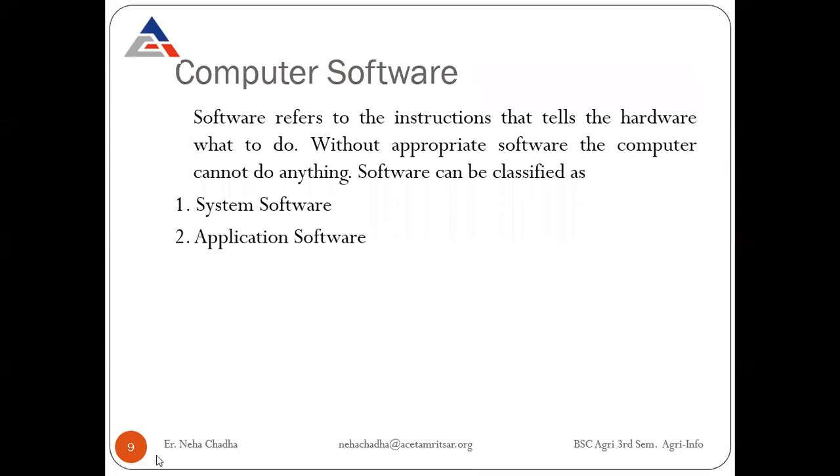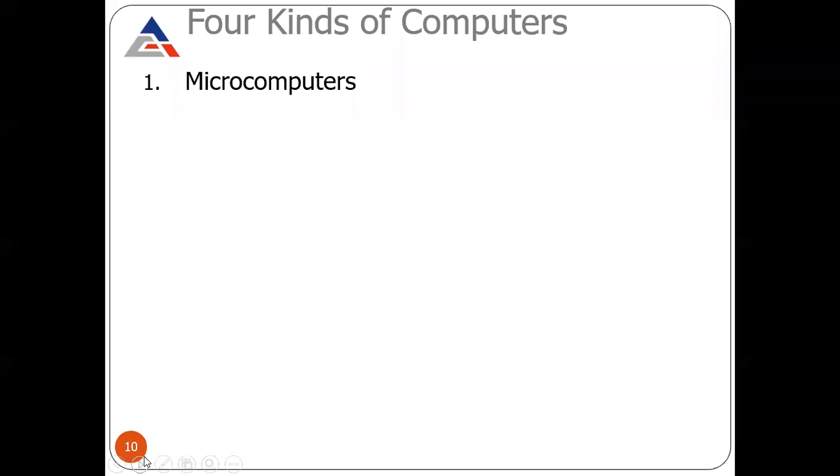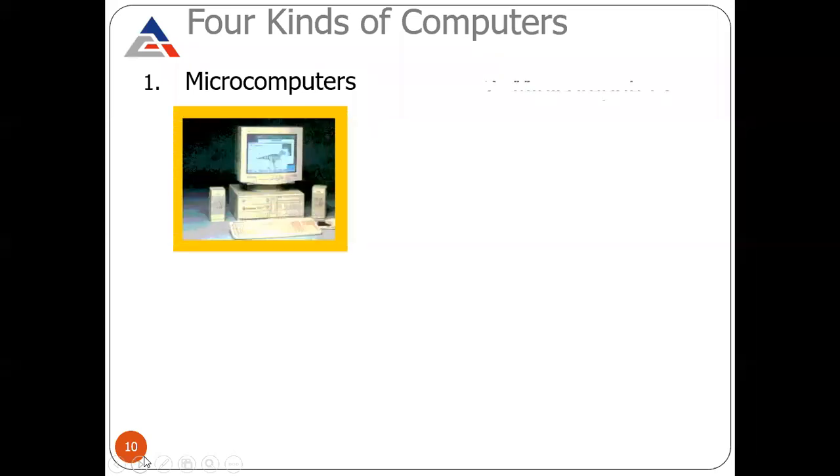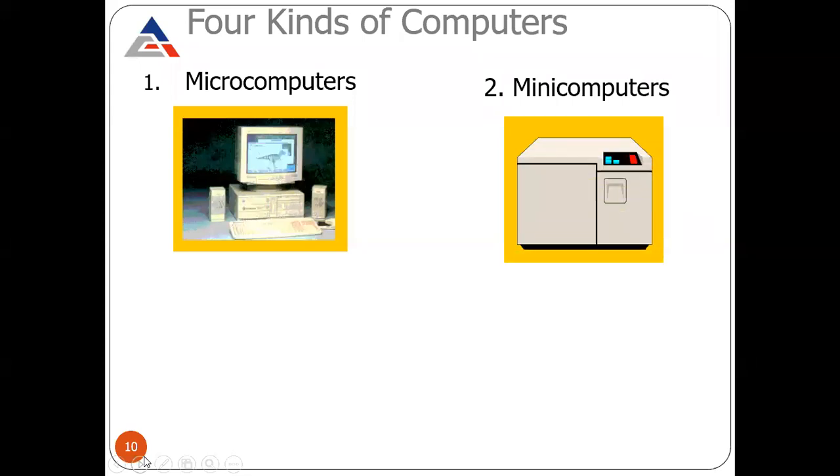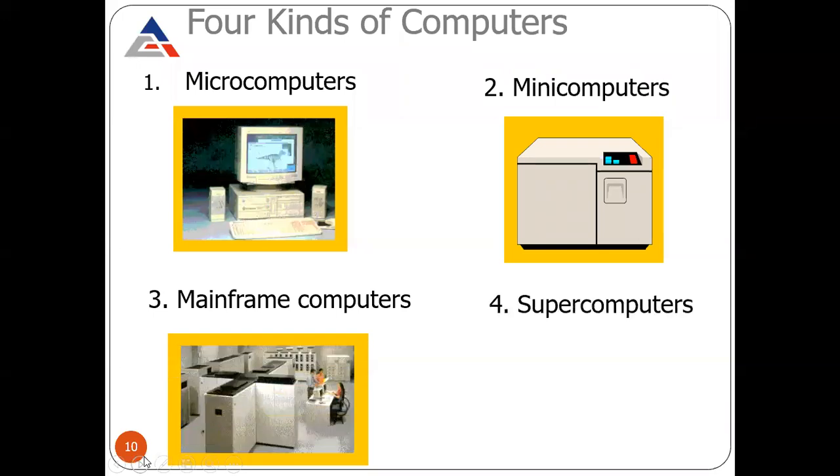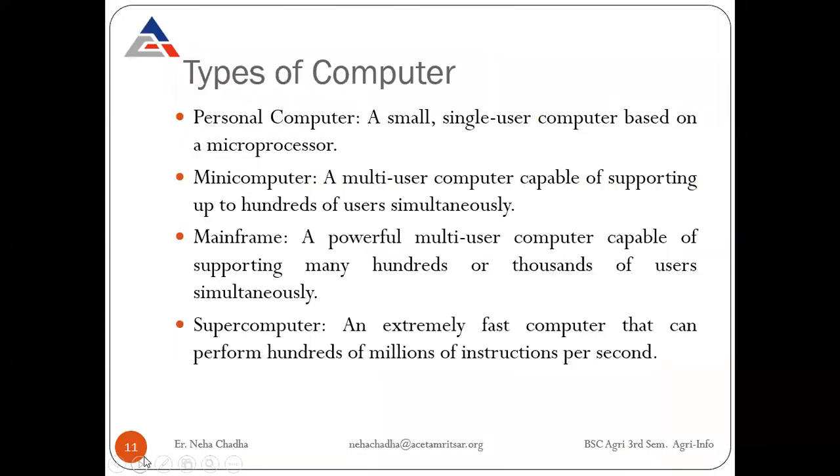Now further is the types of computers. There are four kinds of computer. One is called the microcomputer, then comes the minicomputer, then comes the mainframe computer, and last comes the supercomputer. So, looking at the types of these computers, first is the microcomputer, or we may say the personal computer.